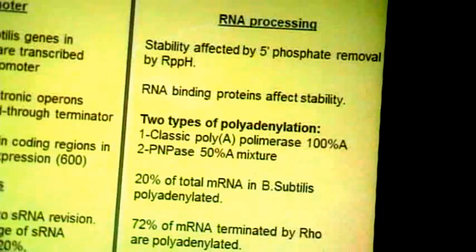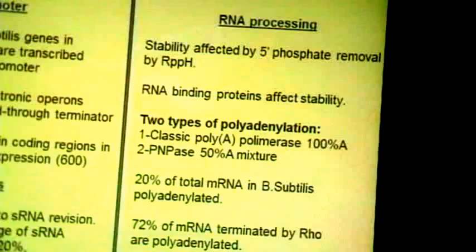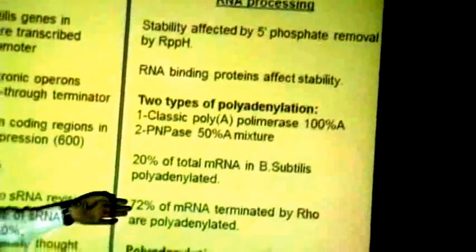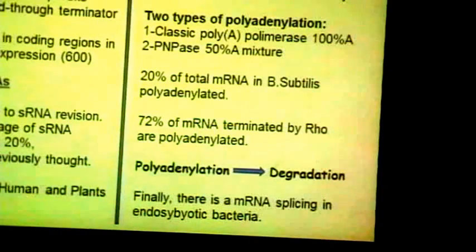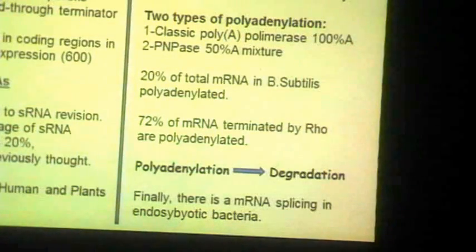But for example, in Bacillus subtilis, 20% of total mRNA is polyadenylated. And in E. coli, we have 70% of mRNA which needs Rho factor for termination. 72% of this mRNA are polyadenylated in the end. But in the case of bacteria, polyadenylation, instead of giving longer life to our transcript, promotes very, very fast degradation. And finally, we found protein splicing, but in endosymbionts.